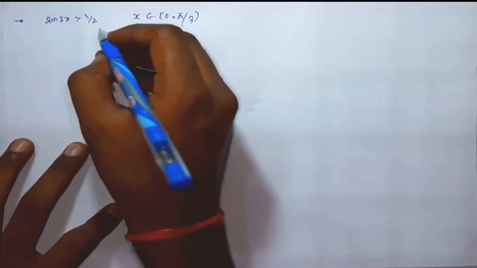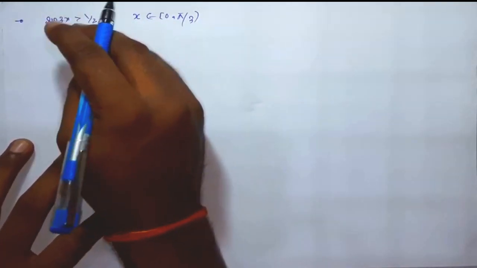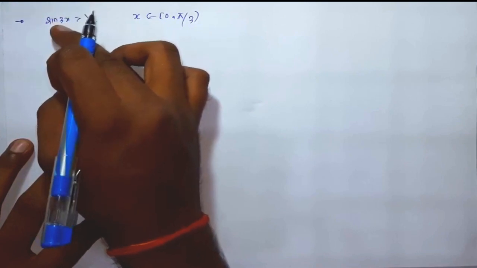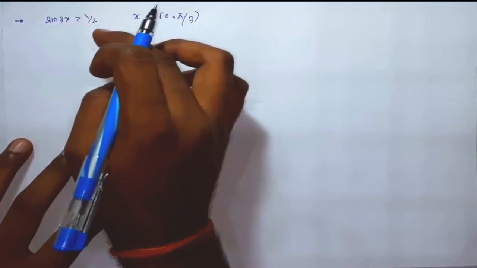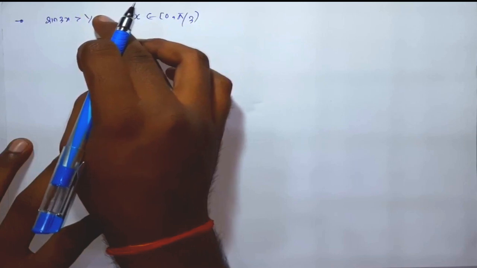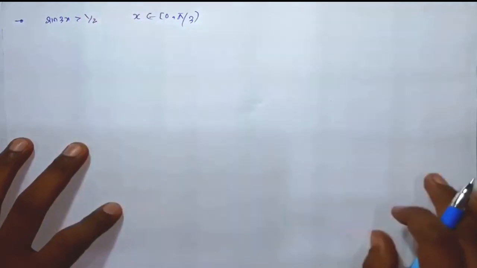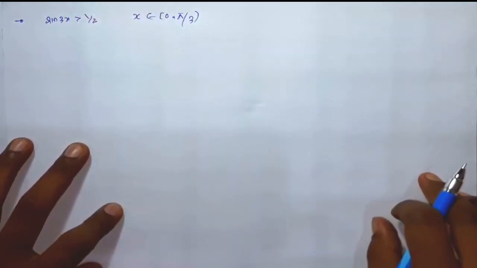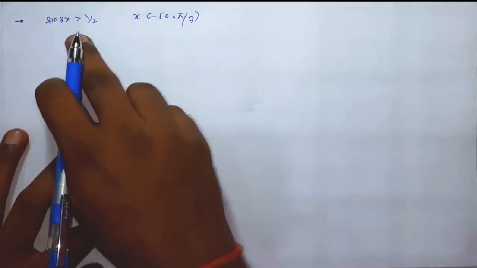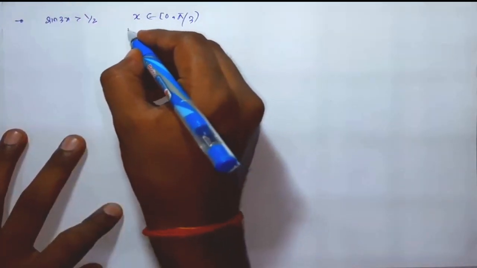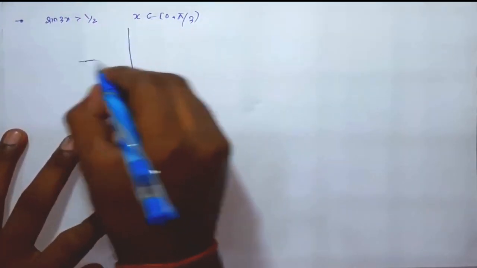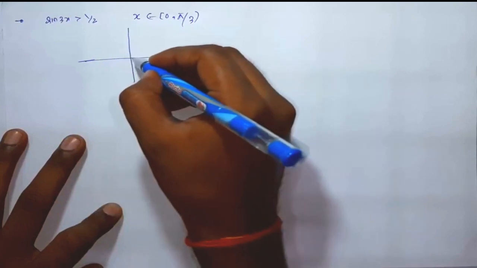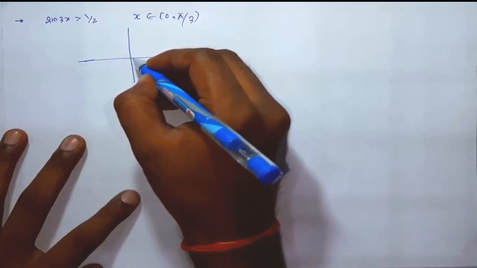Okay, so we will simply draw the graph of this sin x, then we will compress the graph by a factor of 3, then we will draw the graph of y equals 1/2. With that we can find the values of x for which this inequality is going to be satisfied. So I'm going to draw the graph of y equals sin x like this.